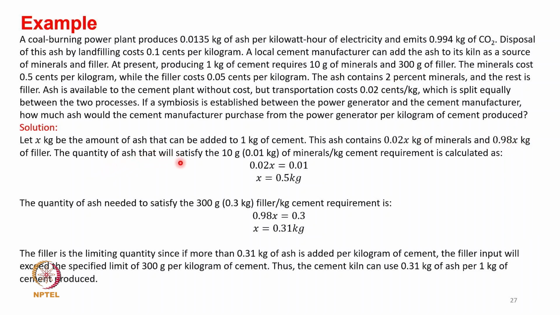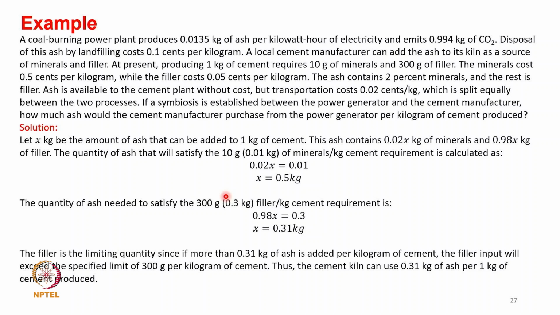The quantity of the ash that will satisfy 10 gram of the minerals per kilogram of cement can be computed as 0.02 x is equal to 10 gram, which is 0.01 kilogram. Thereby we can recompute x, which is 0.5 kilogram.